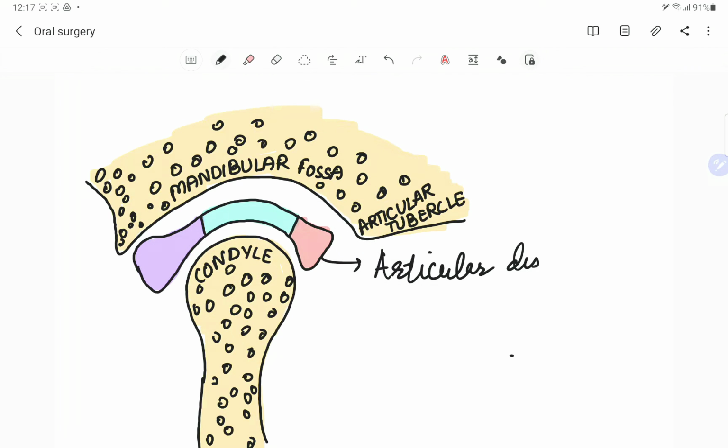So this disc comprises three bands. We have the posterior band over here, which is in the purple color. This band is thicker as compared to the other two bands, the intermediate and the anterior band, somewhere around 3 millimeters. Then we have the intermediate band. Now the anterior most is our anterior band. So guys, this anterior band is approximately 2 millimeters. The intermediate band is the thinnest band, somewhere around 1 millimeter.